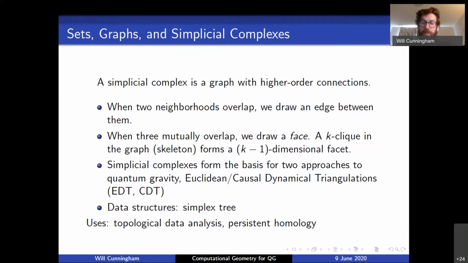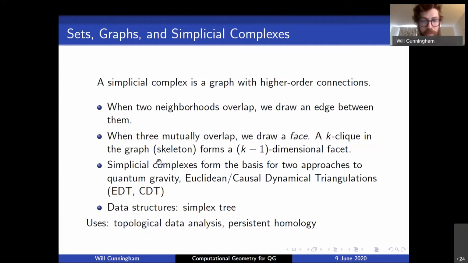And so we can do this for higher and higher order groups. What we see is that a k-clique in the graph, meaning a set of k nodes which are all mutually connected, will give a k-1 dimensional facet. So you end up with not only polyhedrons, but higher dimensional things as well. And so this really is an interesting area of study.